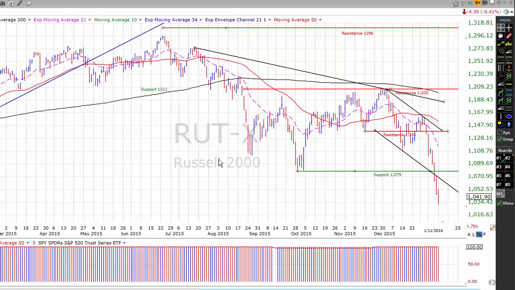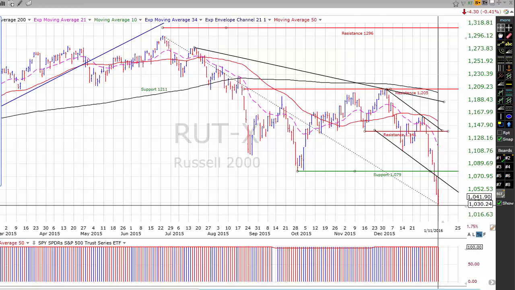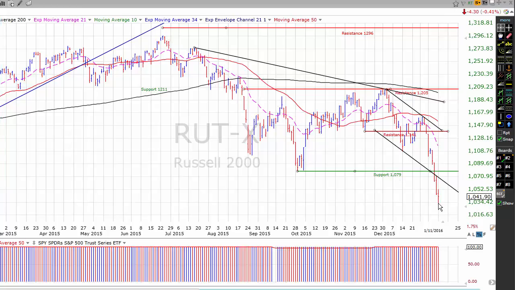What we're looking at here is the Russell 2000 over the past 12 months. I want to start by noting that the Russell made its high of 1296 on June 23rd. From that high on June 23rd to today, the Russell 2000 is off 20.3%. That's bear market territory. Right now, the Russell 2000, as of yesterday, is in a bear market. It's the first of our indexes to actually go into a bear market.